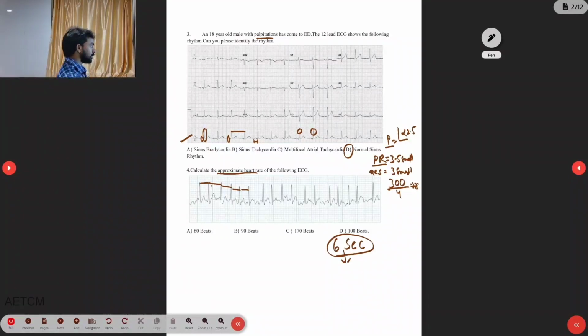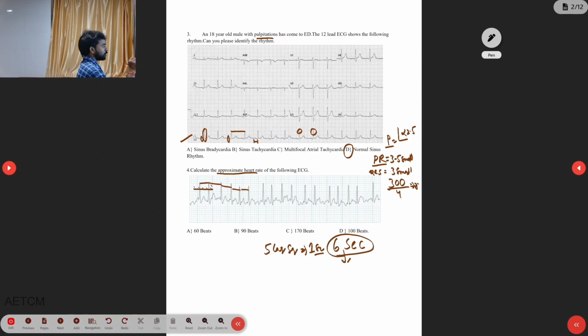In the 6-second method, we know that 5 large squares in an ECG run at a speed of 1 second. That means 5 large squares is equal to 1 second. Like that we have to count the number of QRS complexes in 6 seconds. So now we will see. 1 2 3 4 5. So 5 large squares is equal to 1 second.